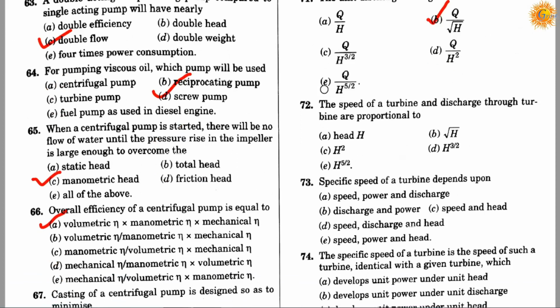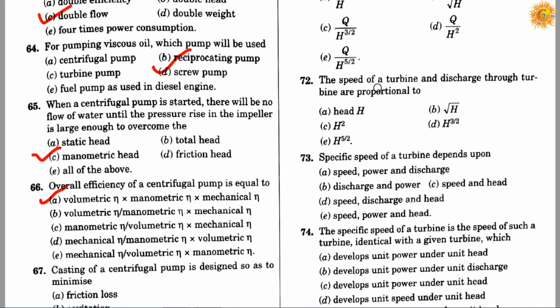Question number 72. The speed of a turbine and discharge through turbine are proportional to: option A, head H; option B, under root H; option C, H square; option D, H power 3 by 2; option E, H power 5 by 2. Correct answer is B. It will be under root H.